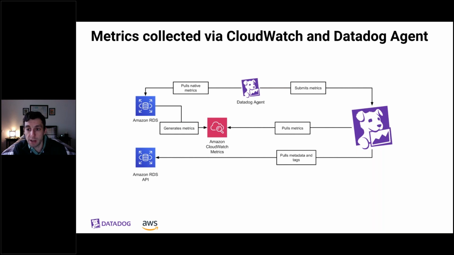And then the agent will submit those metrics back to the Datadog backend, which is, by the way, as I was saying, a software as a service application. So the Datadog backend is not something that you need to manage and scale up or scale down yourself. It's a software as a service application that's entirely managed for you.